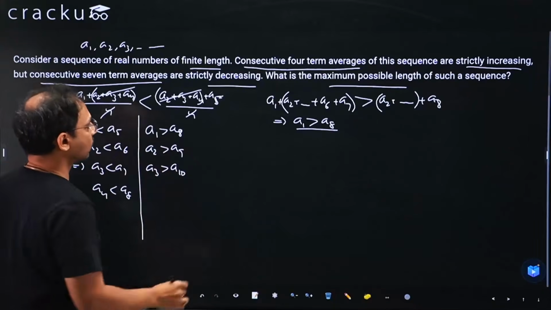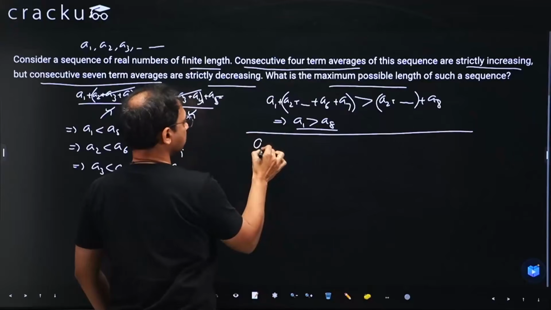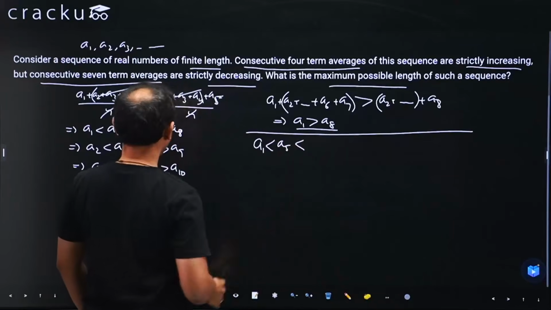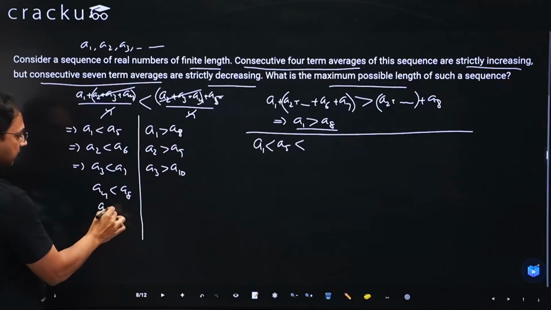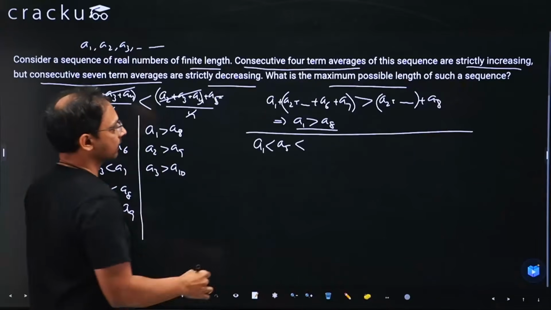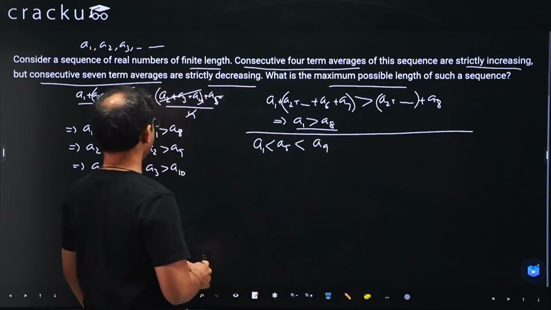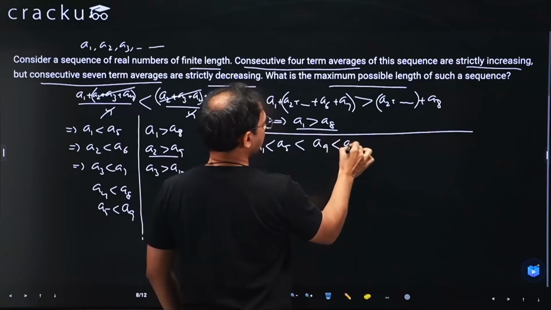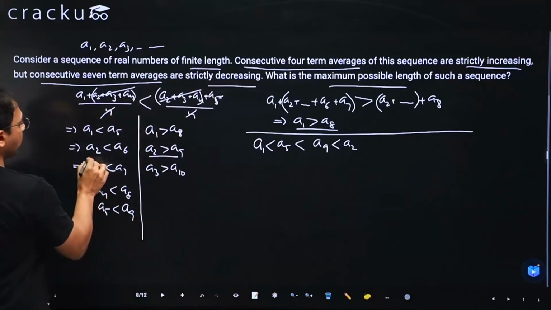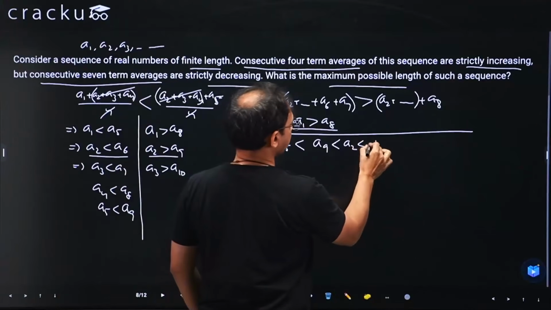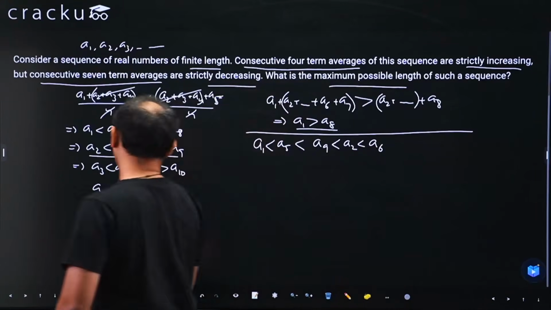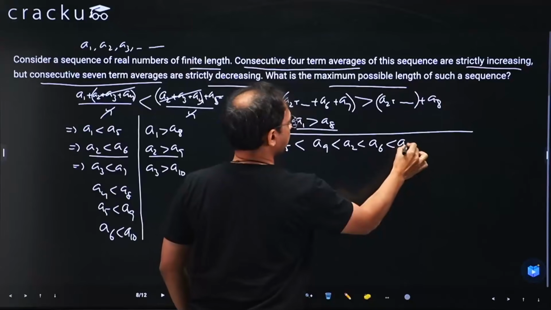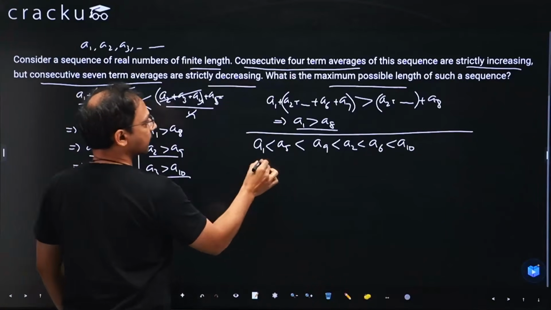So let's combine these two and see what happens. I'll take the first term, A1. A1 is less than A5. A5 is less than A9. From the other condition, A9 is less than A2. So far, so good. A2 is less than A6. A6 will be less than A10. A10 will be less than A3. I'm checking whether I'm getting any repetitions or not.